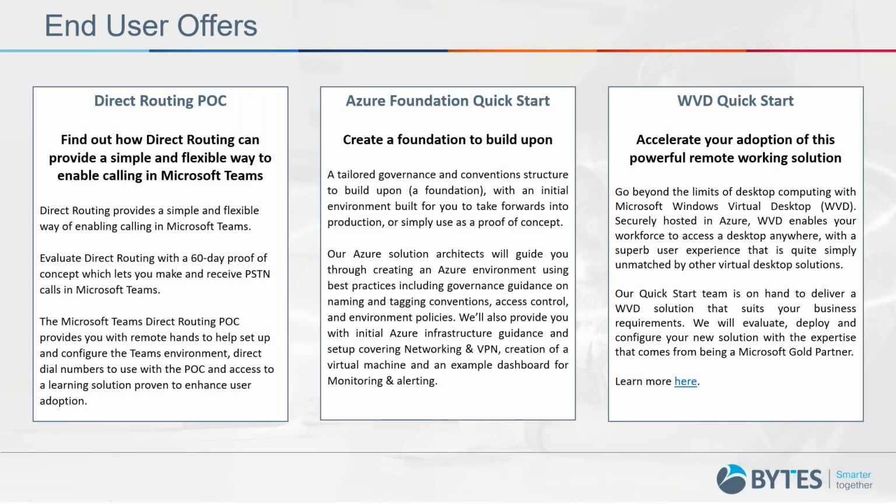We've got a direct routing proof of concept available, so is £450, and basically that gives you a 60-day proof of concept, which switches on, enabling integration with existing telephony providers and Microsoft Teams to basically allow you to make phone calls from Microsoft Teams. So again, if your customer's interested in that, and it's not your area of expertise, then do engage your Bytes account manager, and we can send you the collateral for that to put in front of your customers.